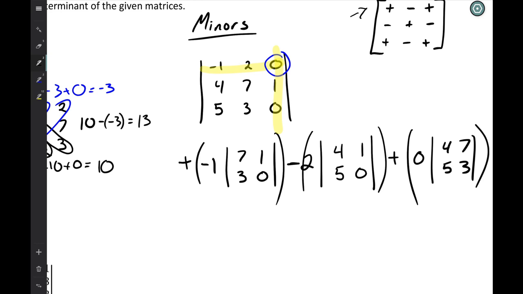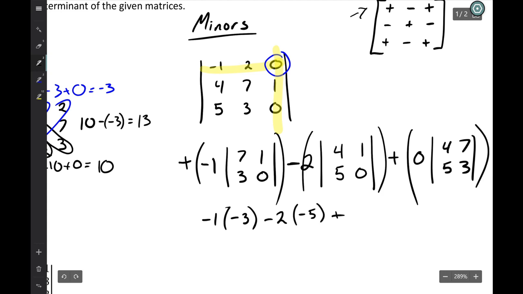So then we can go through and calculate this. This isn't bad to go through and do it all. This is just -1 times the determinant of a 2 by 2. 7 times 0 minus 1 times 3. So I got 7 times 0 is 0, minus 1 times 3 is -3. Minus 2 times, I got 4 times 0 is 0, minus 1 times 5 is -5. Plus, well, this is just going to be 0 because it's 0 times something. Okay, and put all this together, you get 3 minus, well, plus 10 is equal to 13.